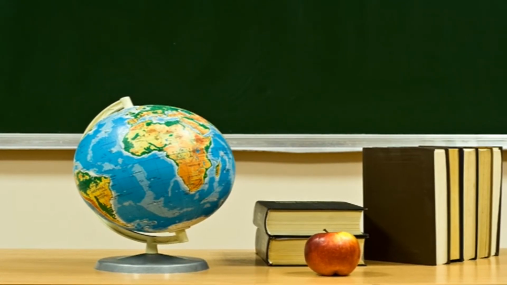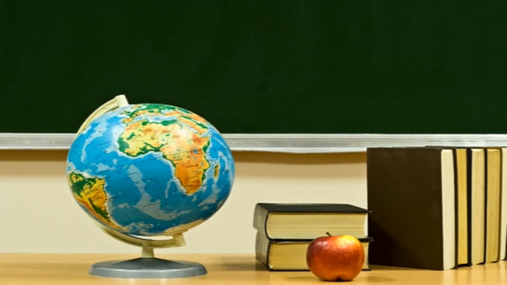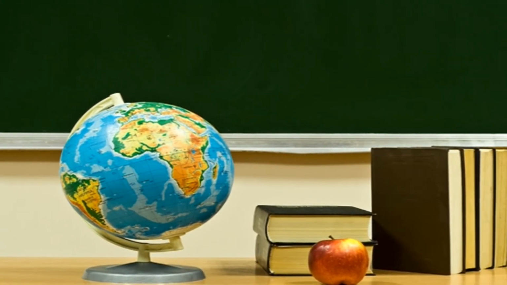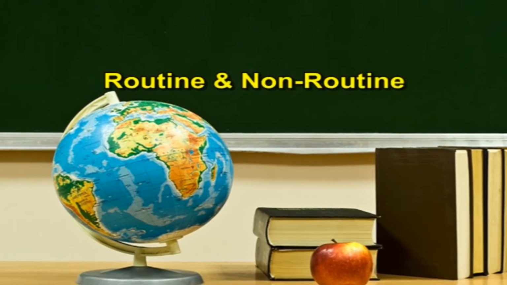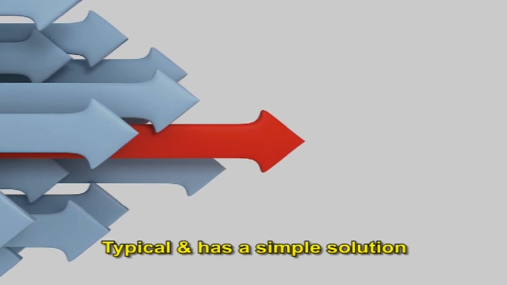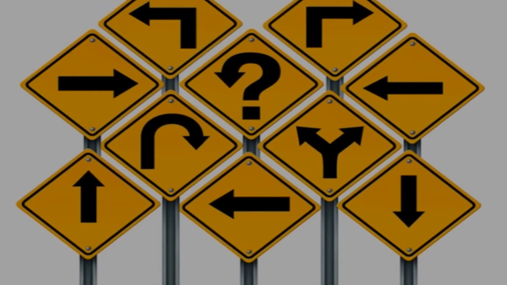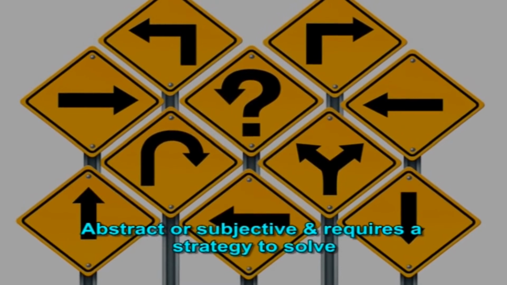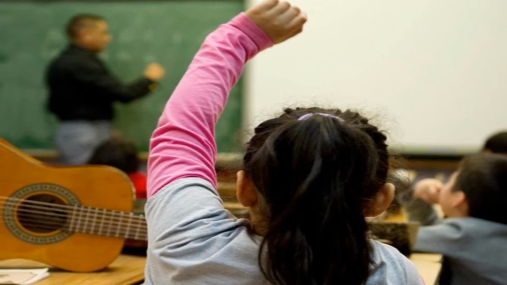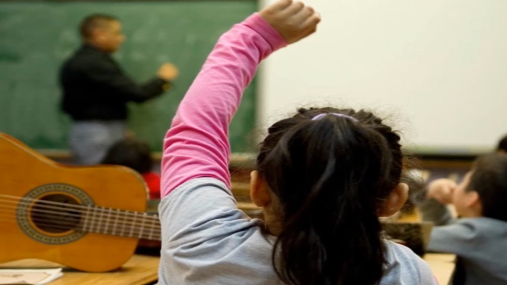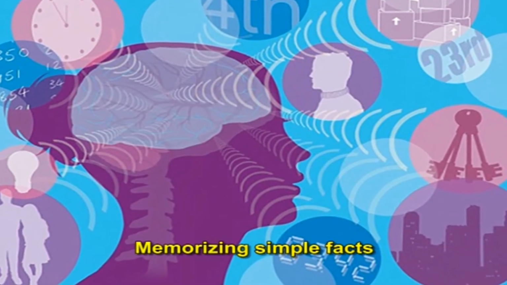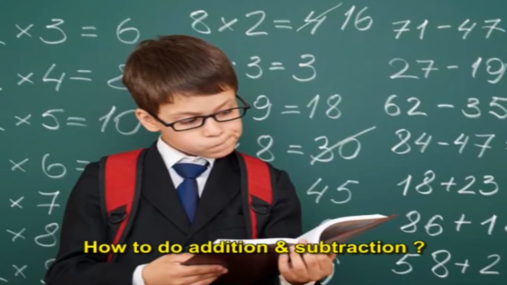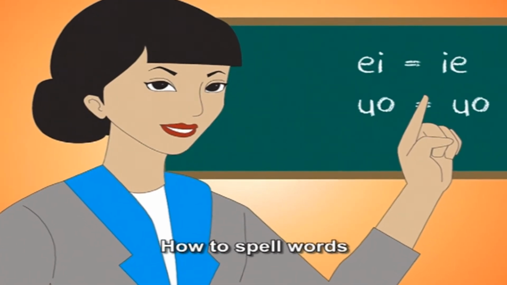The second way that educational psychology has broken down different types of problems is by making a distinction between routine and non-routine problems. Just like the name indicates, a routine problem is one that is typical and has a simple solution. In contrast, a non-routine problem is more abstract or subjective and requires a strategy to solve. Routine problems are what most people do in school, that is, memorizing simple facts, how to do addition and subtraction, how to spell words, and so on.